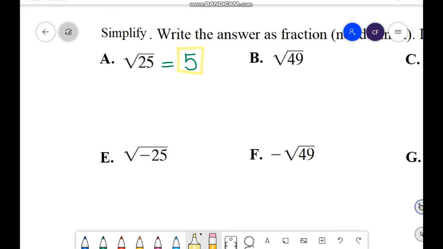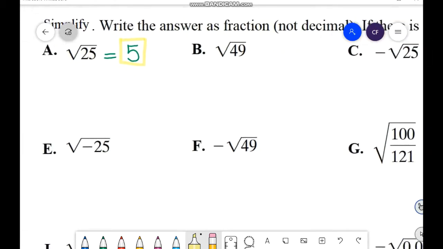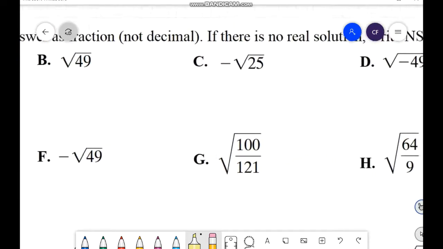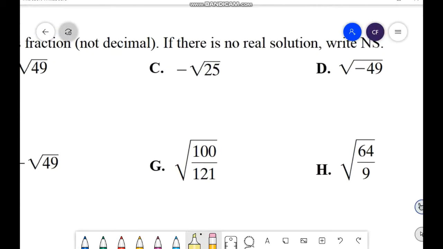But pay attention, because sometimes you're going to have the negative sign. If the negative sign is inside the root, that means you're not going to have an answer. It's a no solution.